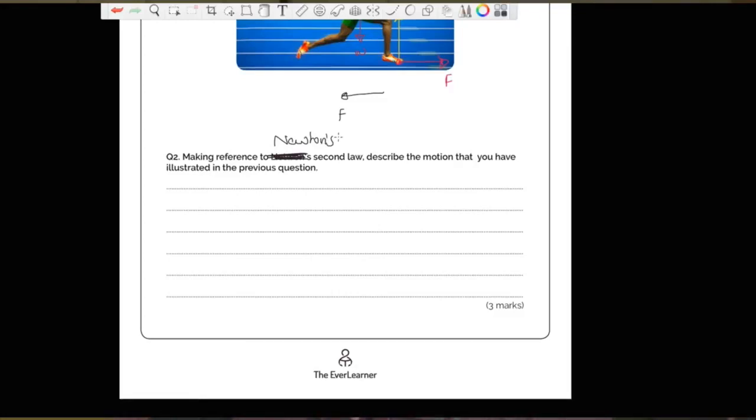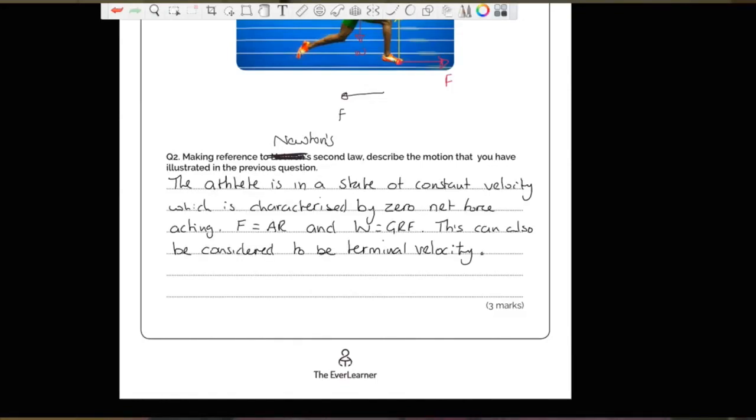Making reference to Newton's second law, describe the motion that you have illustrated in the previous section. So we've got exactly the same question as we had earlier for the vertical forces. Let's have a look. The athlete is in a state of constant velocity, which is characterized by 0 net force acting. Friction equals air resistance and weight equals ground reaction force. And that is basically my 3 marks for my max.